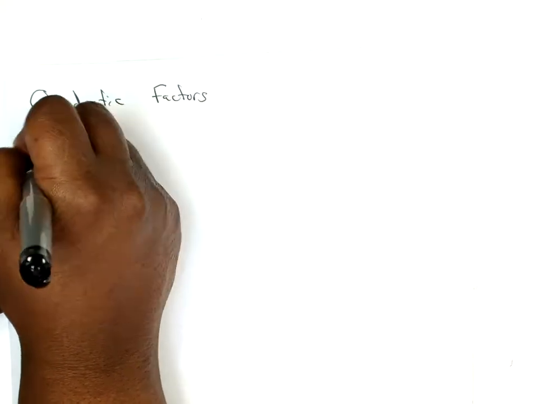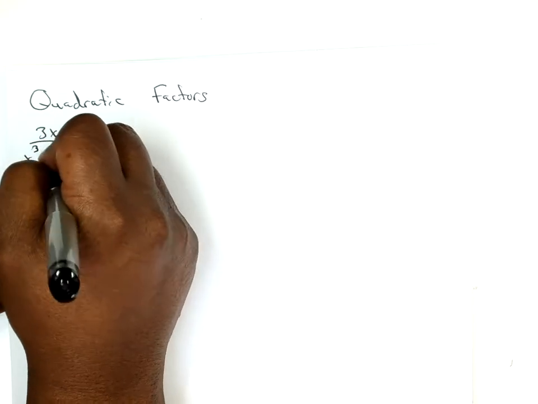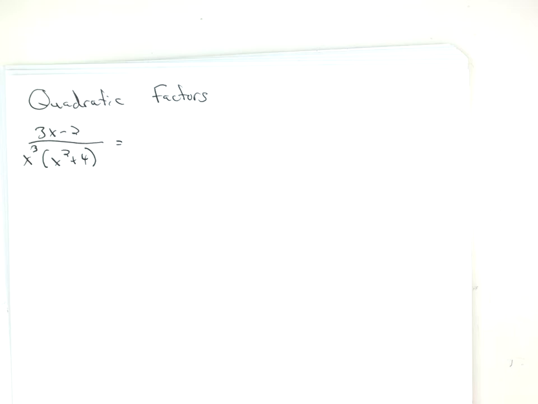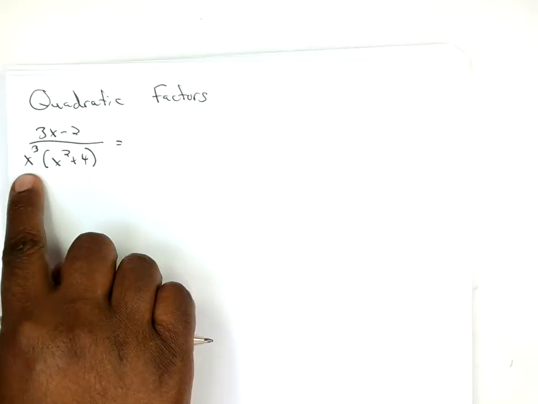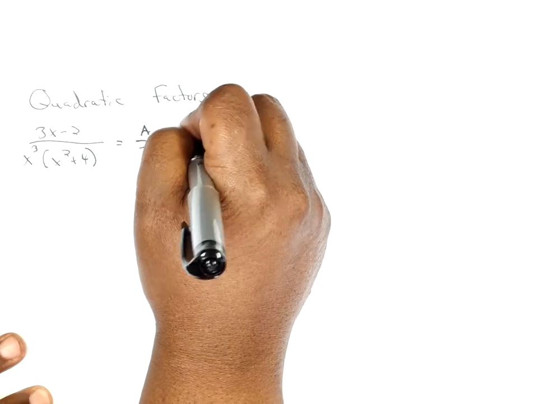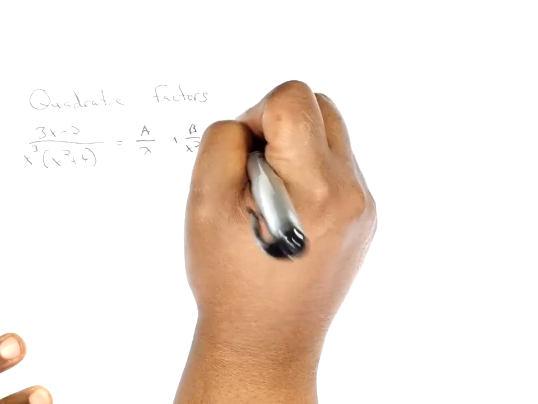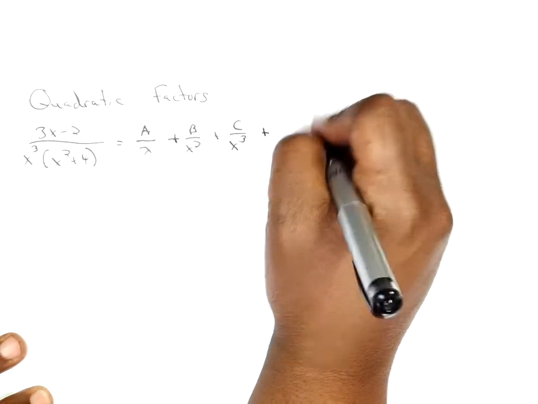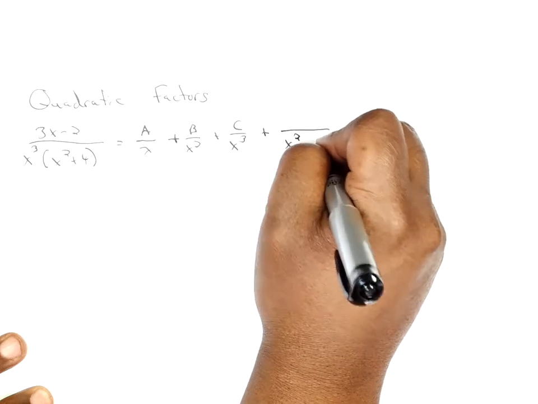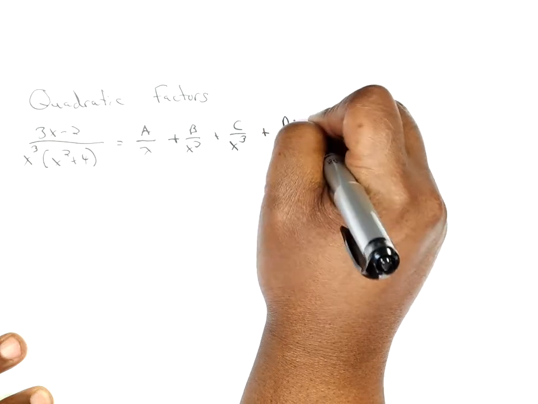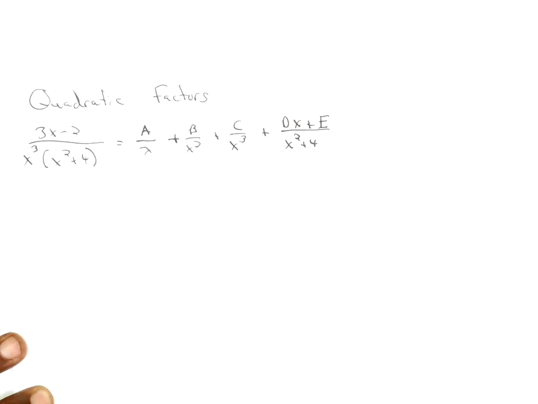So we have 3x minus 2 over x cubed times x squared plus 4. So that x squared plus 4 can't be factored. So when I break this apart, I have repeated linear first. So I have a over x plus b over x squared plus c over x cubed. And then because I have a quadratic in that x squared plus 4, I have to take into account any linear factor in my numerator. So that has to be dx plus e.